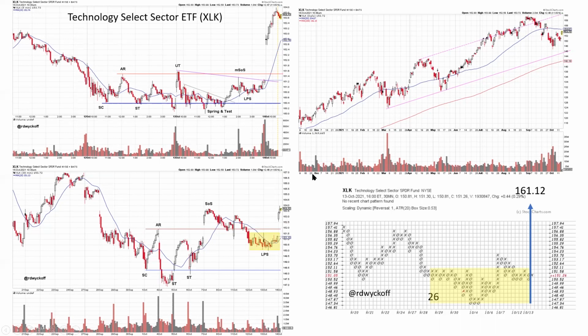I think potentially this could be the beginning of a more important rally in technology, which could be really good for speculative juices. This is a point and figure count, 1 box reversal, ATR scaling across this area here, and 26 columns. And this gives us a count up to 161.12 from a low of 147.34. And so you can see down here that this is a count that gets us back up towards a minor new high in this, just above this area.